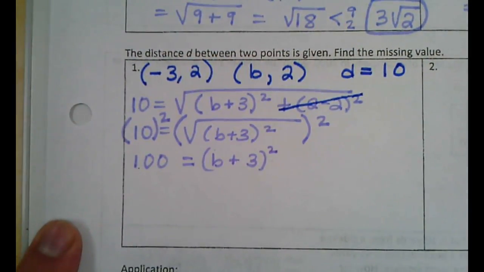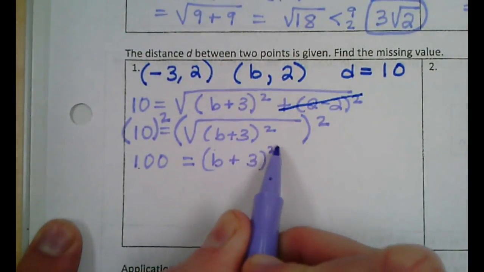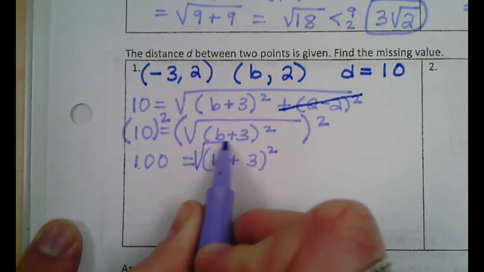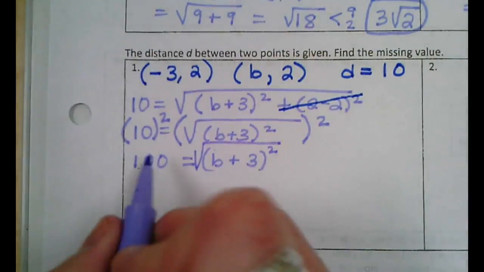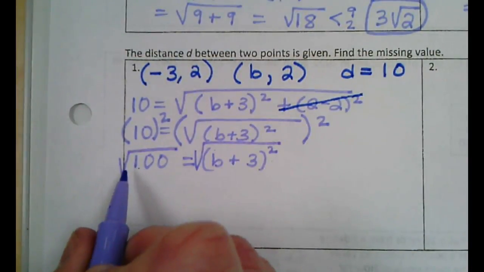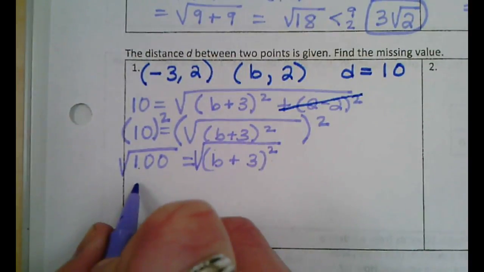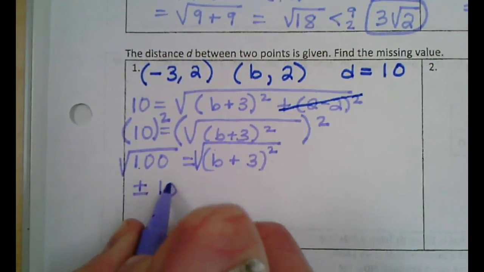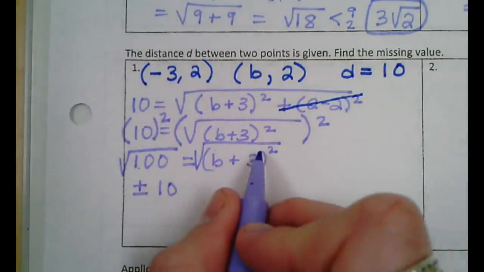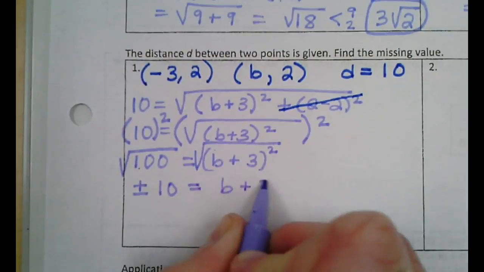All right, so the next thing I'm going to do is notice, in order to get rid of the squared term, now that I don't have anything over here, I can take the square roots of both sides. So the square root of 100 could be 10, or it could be -10. Since we're solving, I'm going to use both solutions. Square root and squared cancel each other off, and I have b plus 3.